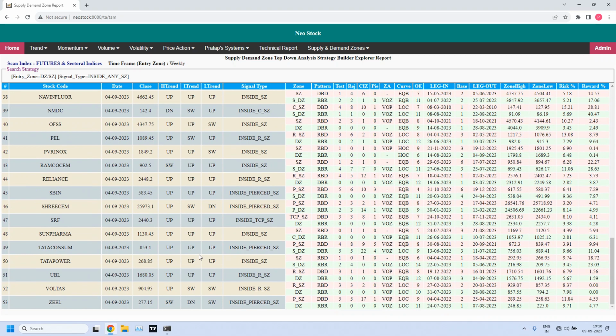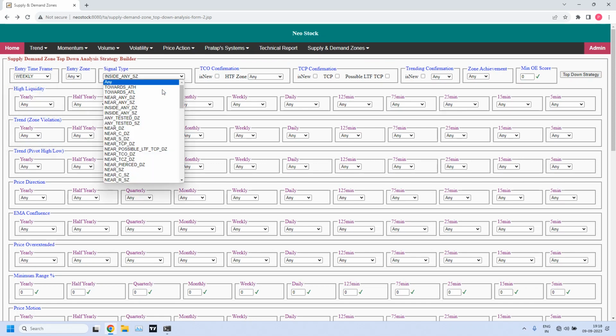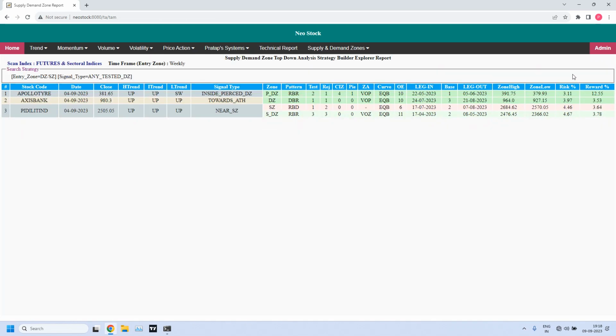So let's go back and find the tested zones. So entry time frame is weekly and signal type is tested weekly demand zones. Let us filter the stocks. These are the 3 weekly demand zones tested during this week.